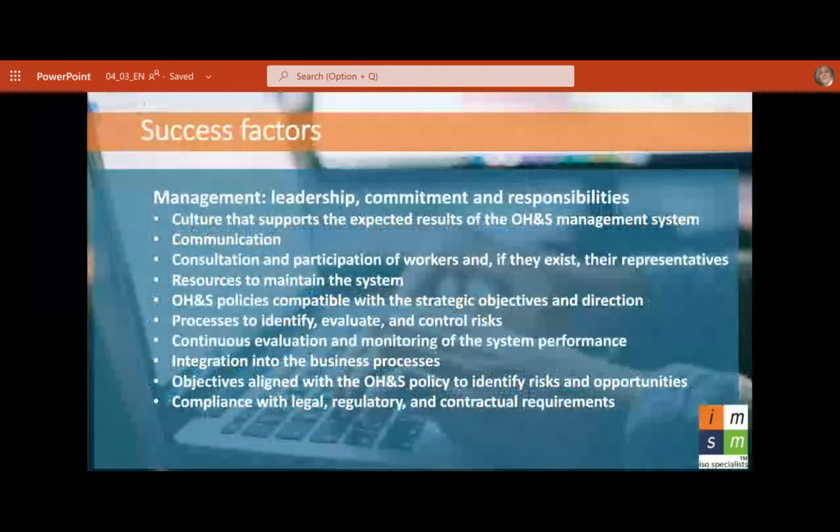Yes, the success factors. The success factors are management leadership, commitment, and responsibilities. A culture that supports the expected results of the occupational health and safety management system. Communication, consultation, and participation of workers and, if they exist, their representatives. Resources to maintain the system.